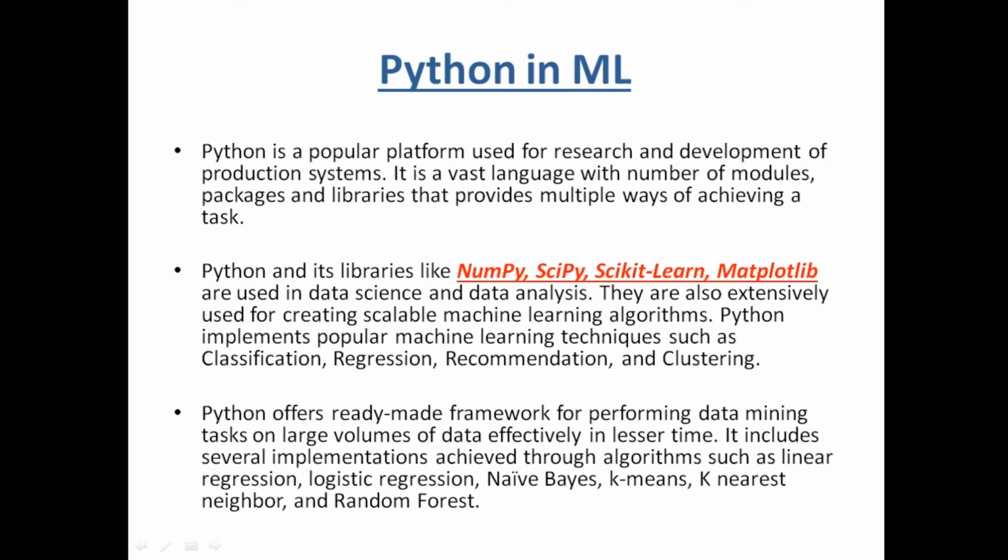It is not the case only for machine learning, but in every scenario. Like if you want to do network programming or system programming, Python contains numerous libraries which help us to do that type of thing. So Python is much easier compared to other programming languages. The code becomes much shorter and simplified. So Python is a popular platform used for research and development of production systems.